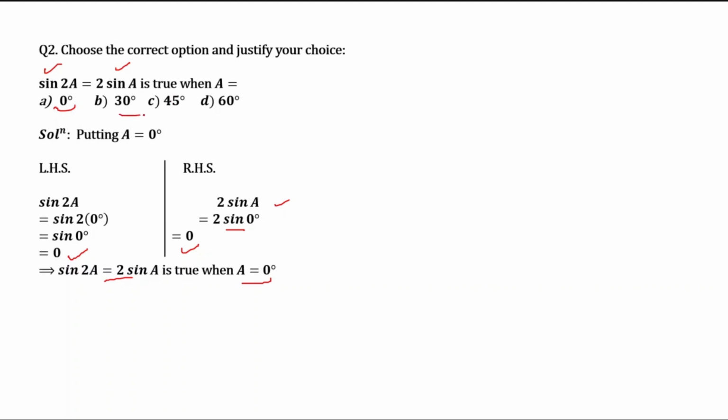We need not check the other options because in the first go itself we are getting left hand side equal to the right hand side. Right? In case it doesn't give you left side and right side as equal, then you will be checking the other options as well till you get your left side and right side as equal. Right?